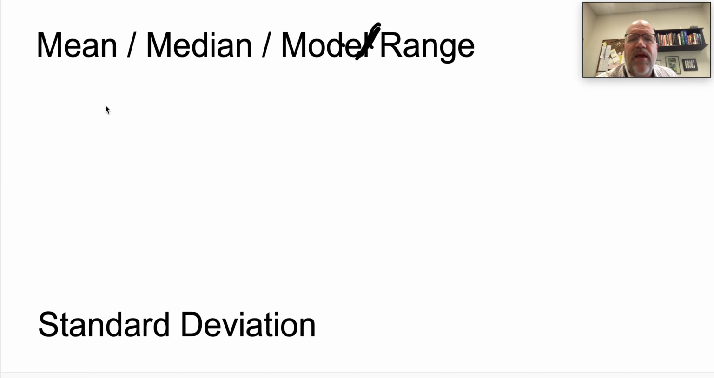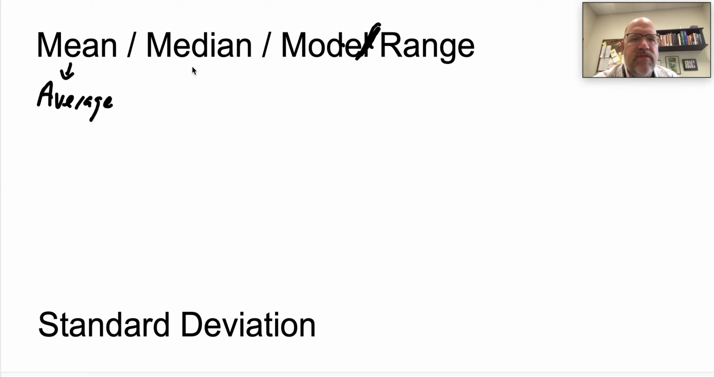So, I think the hardest part about the mean, median, mode, and range is to remember what each of the words mean. You've seen this before, but just to review, mean is the average. So that means we're going to add up all of the data and divide by how many pieces of data.